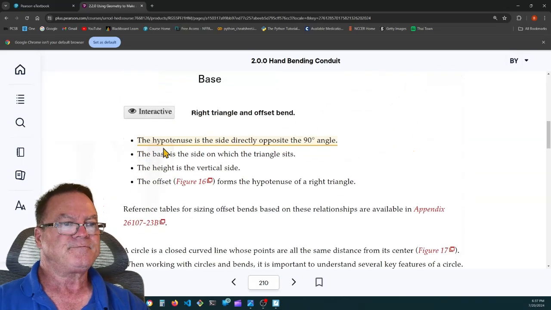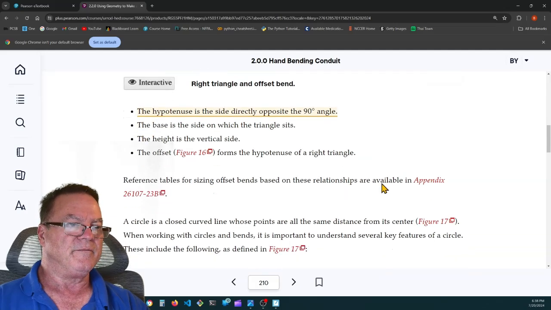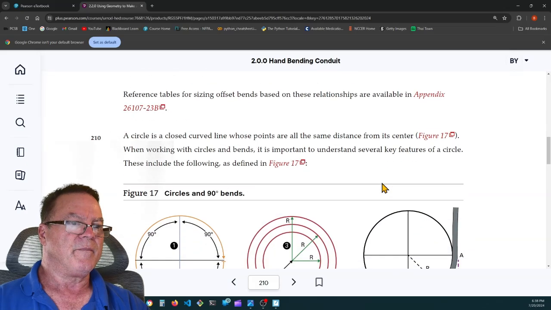All right. Highlight. The hypotenuse is the side directly opposite the 90-degree angle. The base is the side on which the triangle sits, and the height is the vertical side. The offset forms the hypotenuse of a right triangle. So this goes on to talk about a circle.